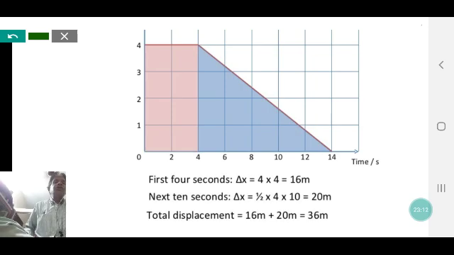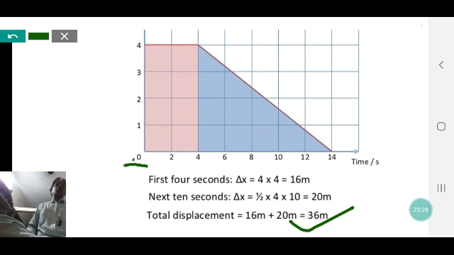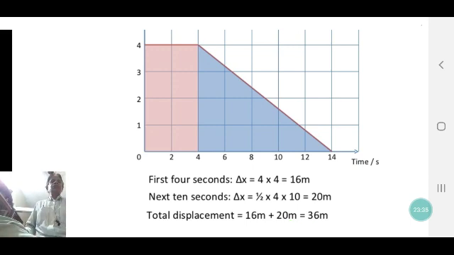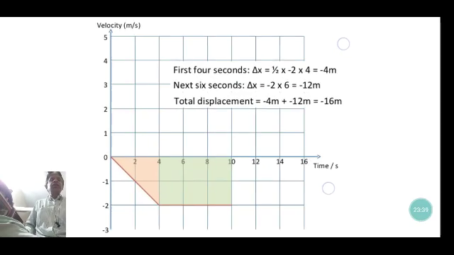Okay. Now it is given here: the total displacement during the time 0 to 14 seconds. If we find the area under the velocity-time graph, that gives the magnitude of displacement, as illustrated in the graph. Now, in the next slide, we will discuss another type of graph.